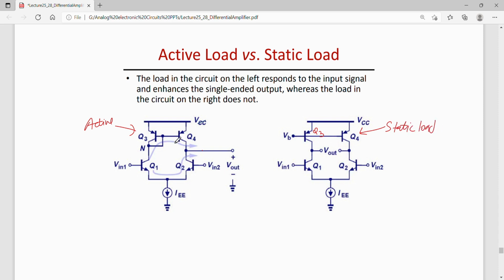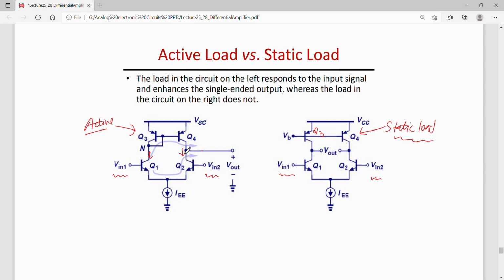When it is an active load, that would mean that this active load in the circuit responds to any change in the input signal. That is, if it is an active load, then this load will respond to any change in the input signal. And if it is a static load, this load will not respond to any change in the input signal. So any change in the input signal will cause the currents also to change.